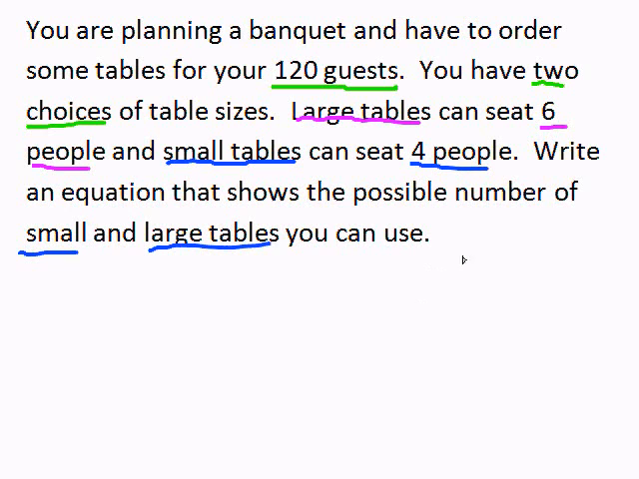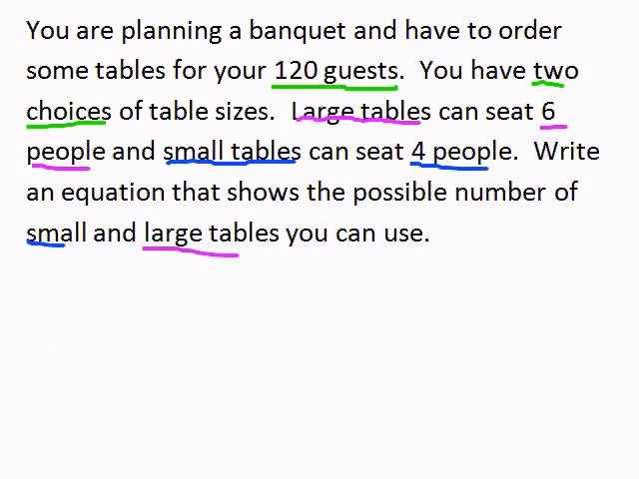Now, what's not told to us in this situation is what we're using the tables for. So we kind of have to assume that we are trying to use the tables to seat 120 guests. So 120 is going to be our total. In this situation, I might write it out in words and then turn the words into an equation. I've got 120 guests in total, and I've got 2 kinds of tables. So I know I need 120 seats.